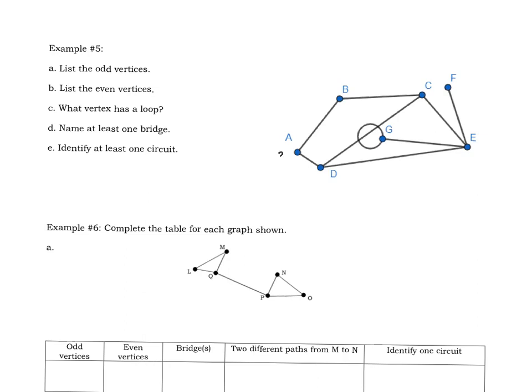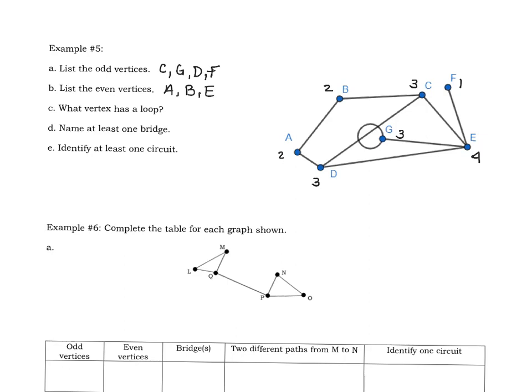So A has a degree of 2, B has a degree of 2, C has a degree of 3, E has a degree of 4, F has a degree of 1, G has a degree of 3, D has a degree of 3. So our odd vertices are C, G, D, and F. And our even vertices are A, B, and E.